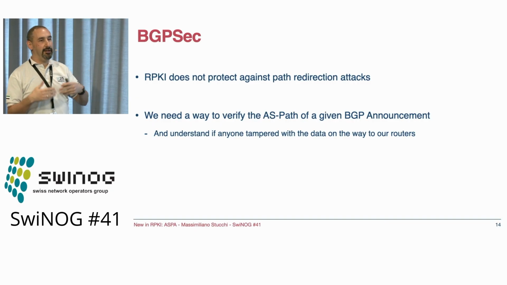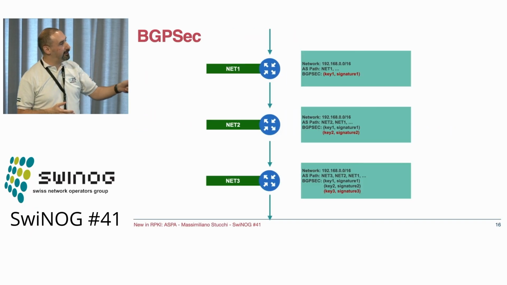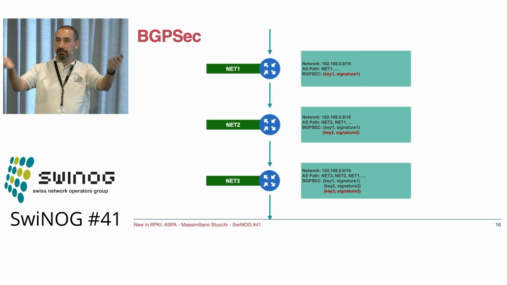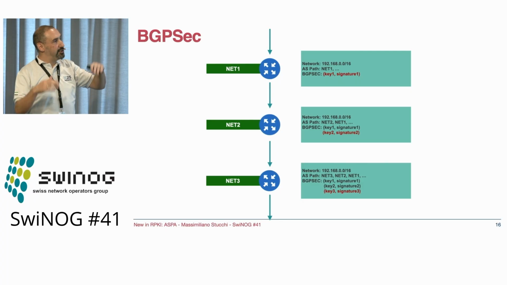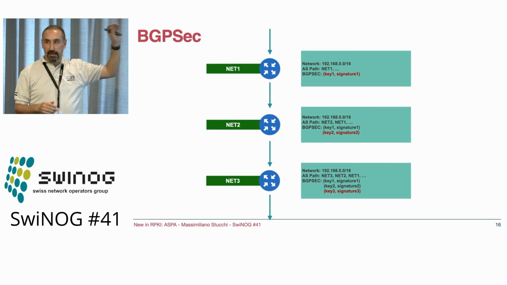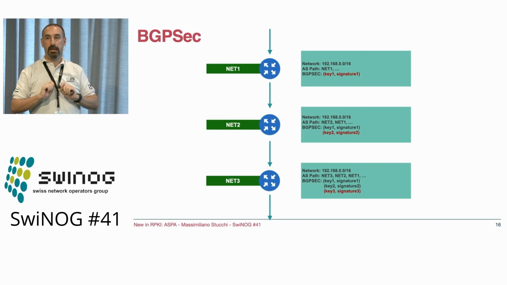So what BGP-SEC does is sign every single AS path in a BGP update. And then you have to verify those signatures. Basically, you would have a chain like the one here. Network 1 receives a BGP update, looks at the AS path. Let's say there's no BGP-SEC signature yet. So what it does, it adds a signature of the AS path, adds a link to its key in the BGP update, and sends it over to network 2.